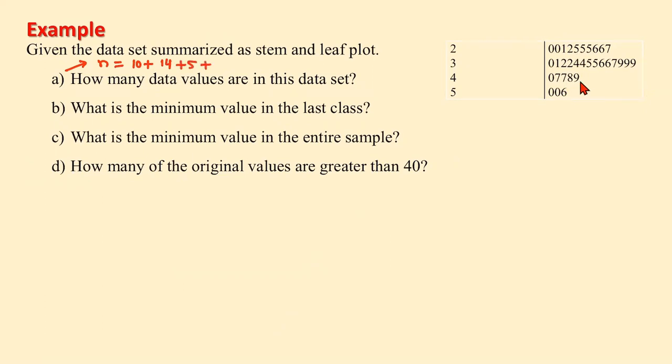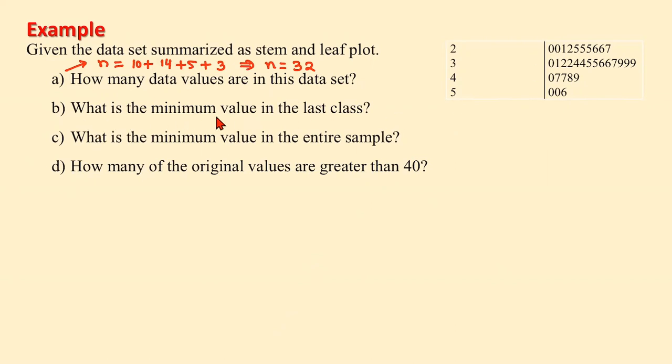And in the last one, we have 3 of them, which implies n is equal to, if you add, 32. So the total number of observations, or how many data values are there in this data set, that is 32. What is the minimum value? You can see the minimum is this one, 20. So minimum is 20, right?